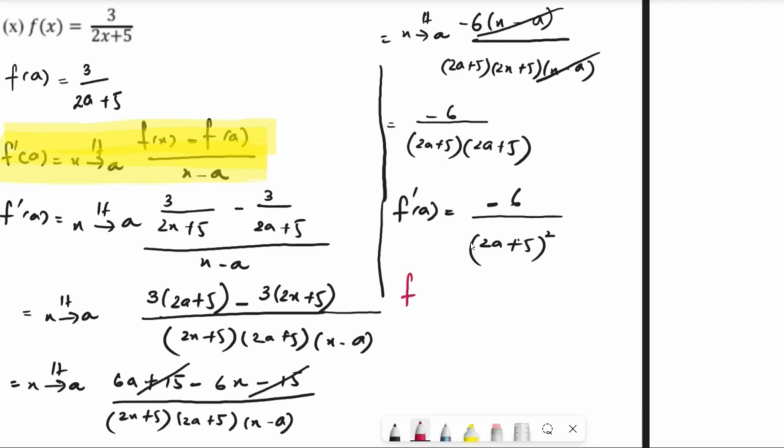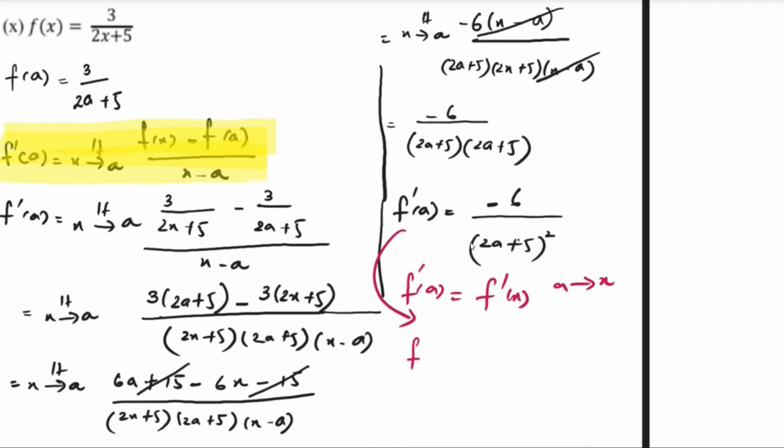Now f dash of a is equal to f dash of x. So replace a as x. So it would be f dash of x is equal to minus 6 upon 2x plus 5 whole square.